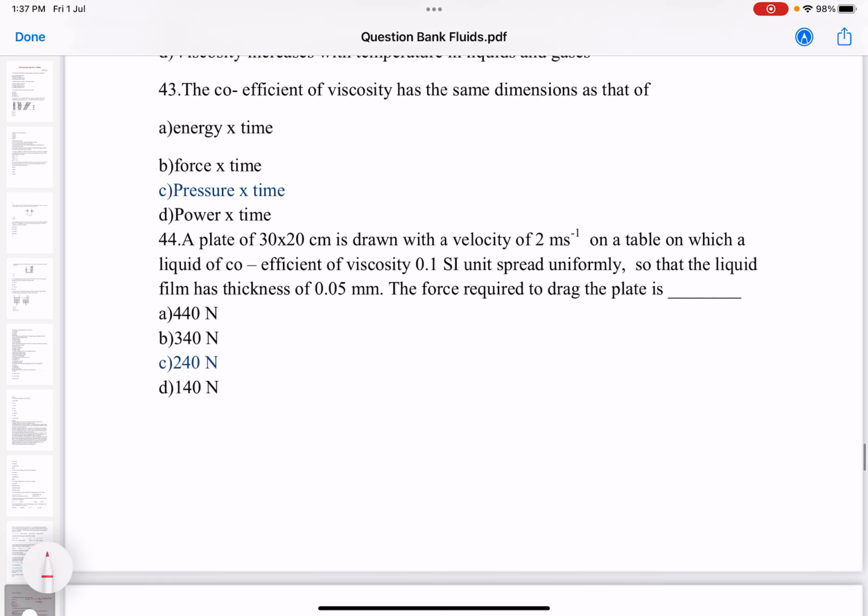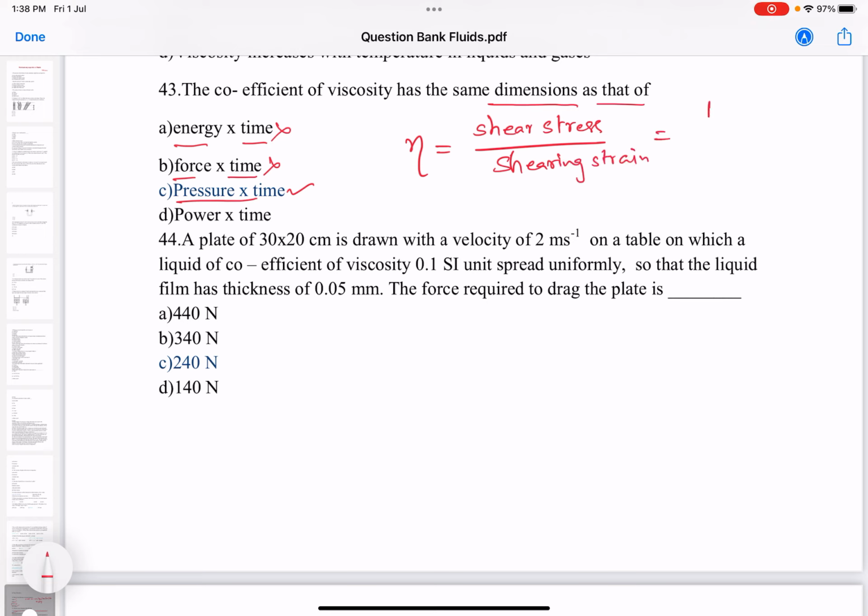Next, question 43. The coefficient of viscosity has the same dimensions as that of energy into time? No. Force into time? No. Pressure into time is the correct answer, because coefficient of viscosity is equal to shear stress divided by shearing strain rate, not strain rate. Shear stress is force per unit area divided by the shearing strain rate.